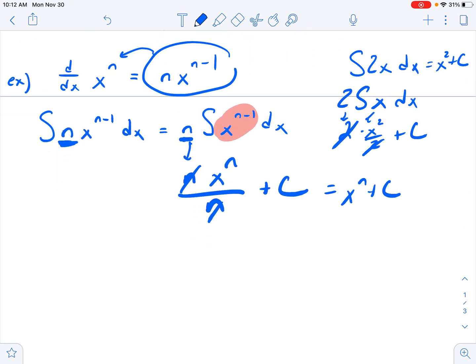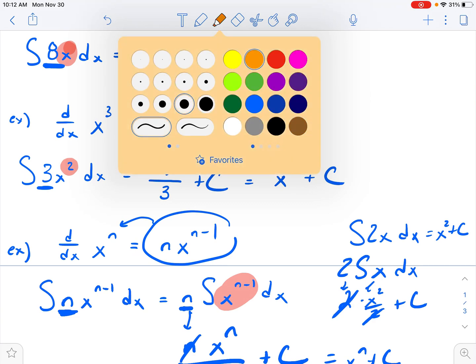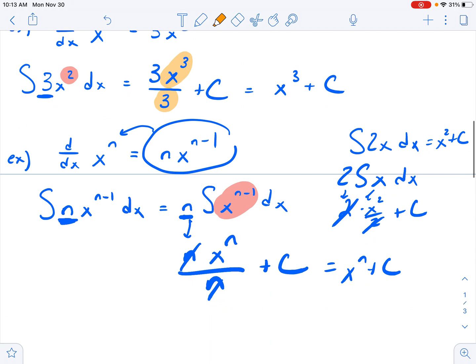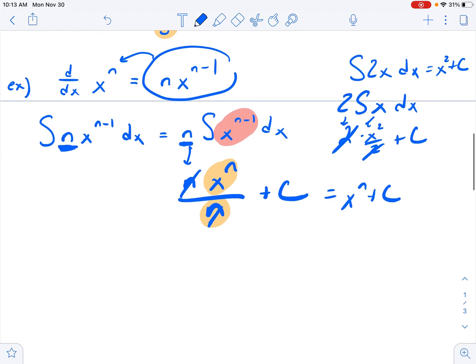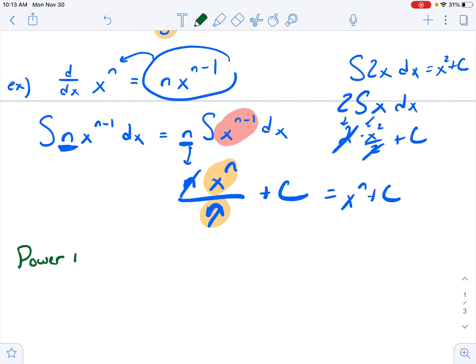So I'm hopeful that you're starting to see the connection between what we do when we integrate with the power and the thing we end up dividing by. Okay? Let me highlight it a little better for you here. Notice up here, when we integrated, we got x to the second power, we ended up dividing by 2. When we had x to the third power, we ended up dividing by 3. When we had x to the nth power, we ended up dividing by n. Okay? This is how we do the power rule for integration.